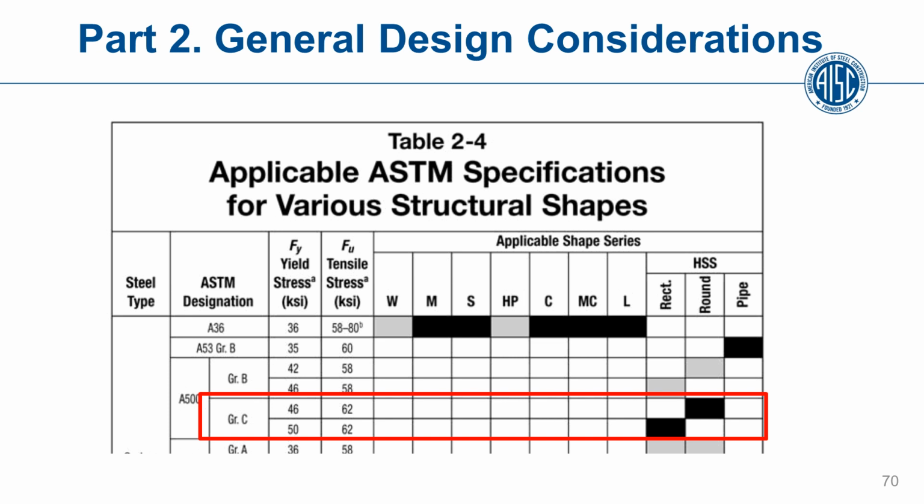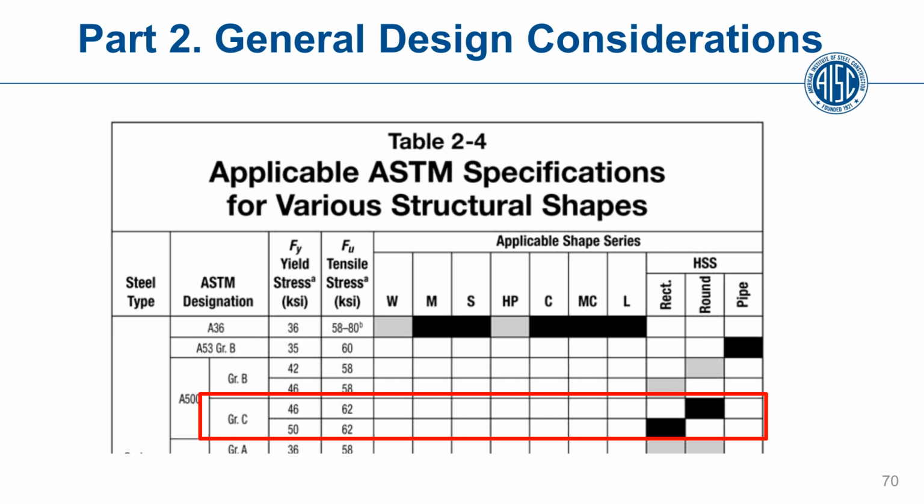If you look at Table 2-4, you're going to see a change under A500. You're going to see that grade C is now the preferred grade for A500 material. So what does that mean? That means if you're using a rectangular or square A500 HSS, you now can use a yield stress of 50 KSI instead of 46 KSI. Take advantage of that added strength in your designs. If you're using a round, you can now use 46 KSI instead of 42 KSI. Make sure you take advantage of this as a preferred grade of that material. Use it in your design.